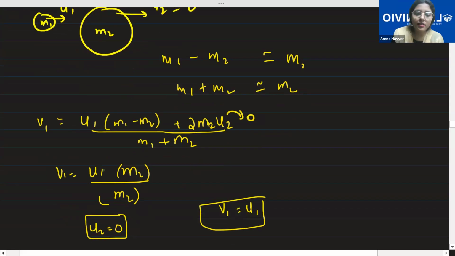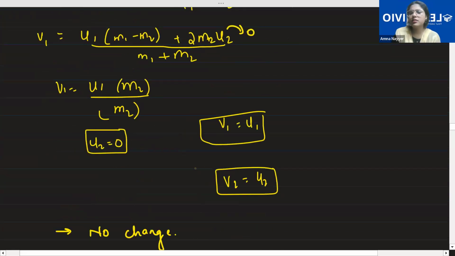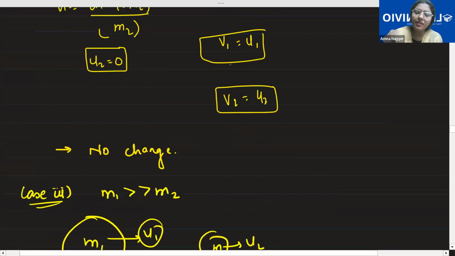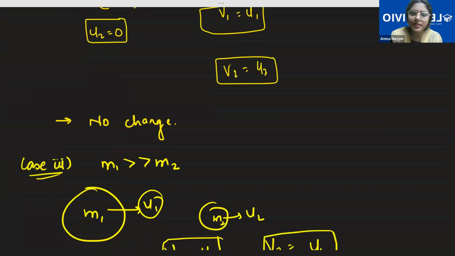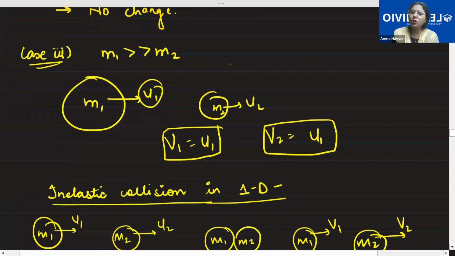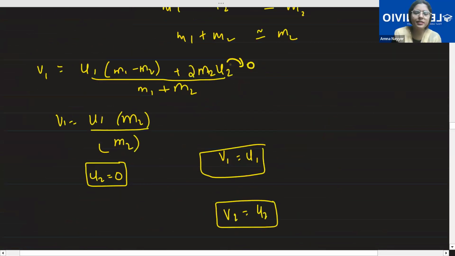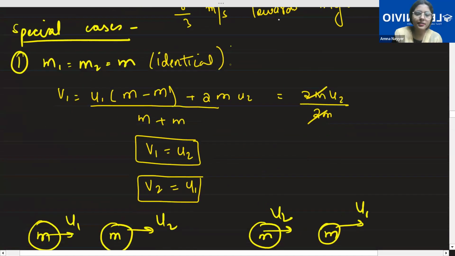So when you put in the values for V1, this is the final result which you will get. V1 is equal to U1, V2 is equal to U2. This you can check while writing also. Basically, no change. It means the final velocity will become the initial one, as it is, whatever were the initial velocities will remain the same. Similarly, just the opposite for m1 greater than m2. These are three special cases. Just write down these three special cases. Let's complete the chapter and start with rotation.